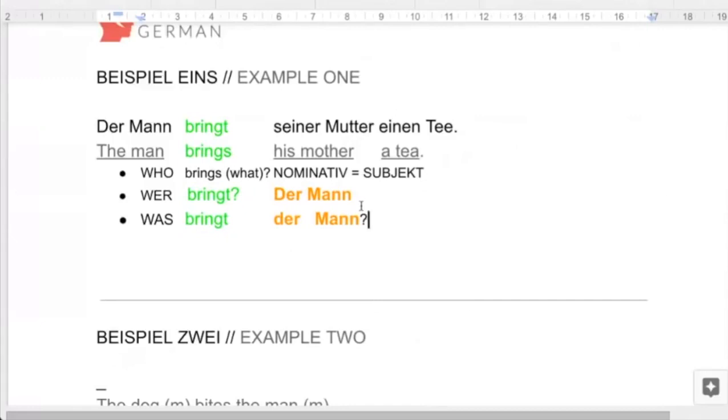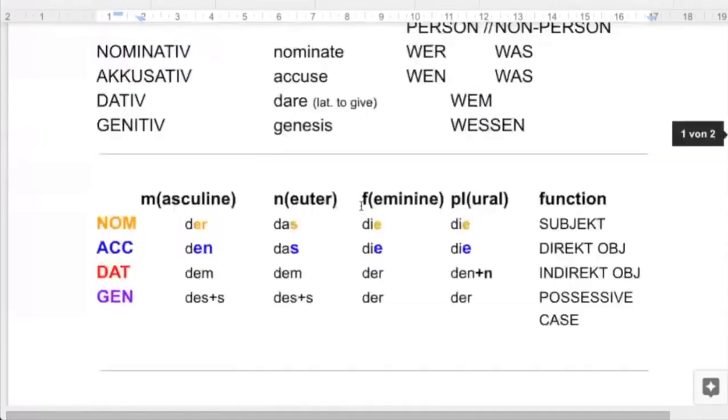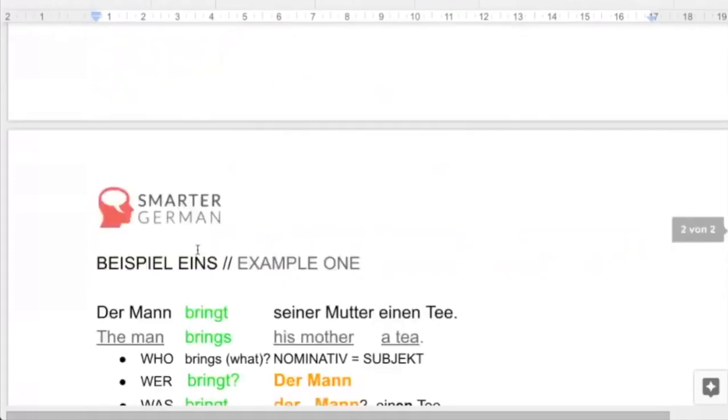So we have 2 more options, his mother or a tea. So does he bring his mother? Is he carrying his mother? Is the mother the one directly influenced by bringing? I hope not. So he's bringing a tea, in German, einen Tee. Now let's take a look at einen Tee. Einen ends in en. We've asked was bringt er, so that's accusative. Let's take a look, and there is the en in the accusative. That's completely accurate then. So we have identified the direct object, the accusative.